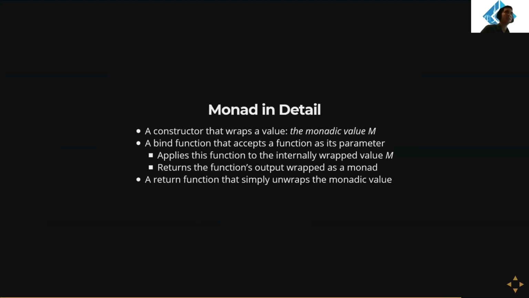So a little more detail about a monad. It's essentially a type that takes a constructor that wraps a value. This is called the monadic value M. It also has a bind function, which takes a function, and it applies this monadic value M to that function, and it returns the return of that function, once again wrapped as a monad. And then of course there's a return function which unwraps the monadic value, giving you the internal value.